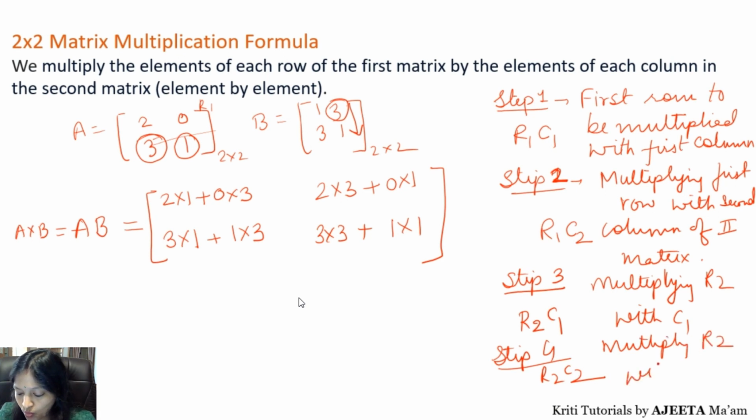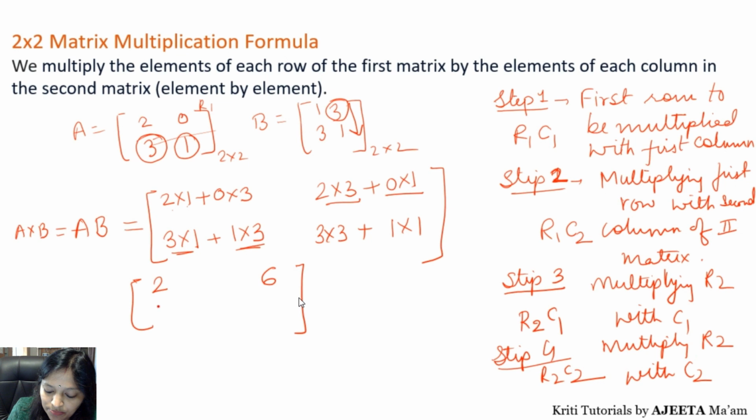R2 with C2 of second. Correct? Now we are going to get the final answer. So what will be the first element? 2 ones are 2, 0 threes are 0. So 2 plus 0, 2. 2 threes are 6, 0 plus 1, again 0.